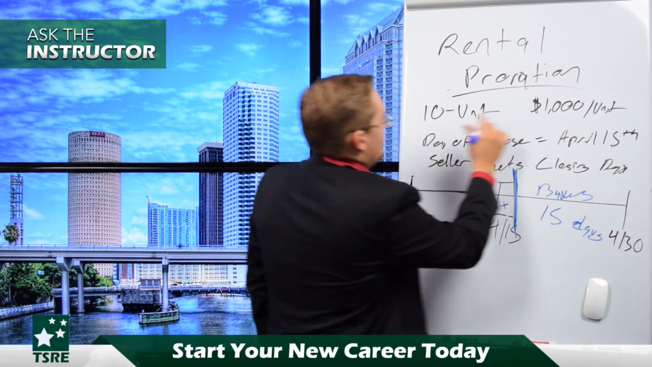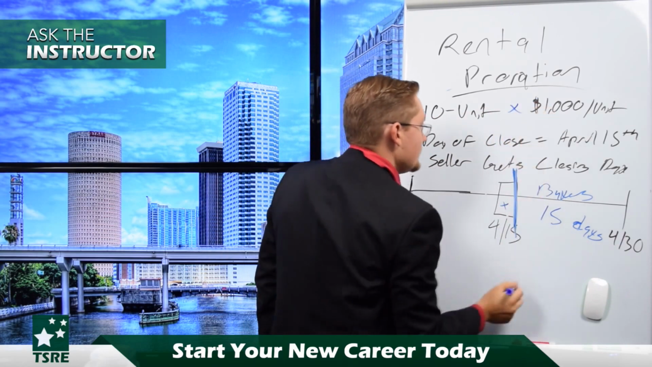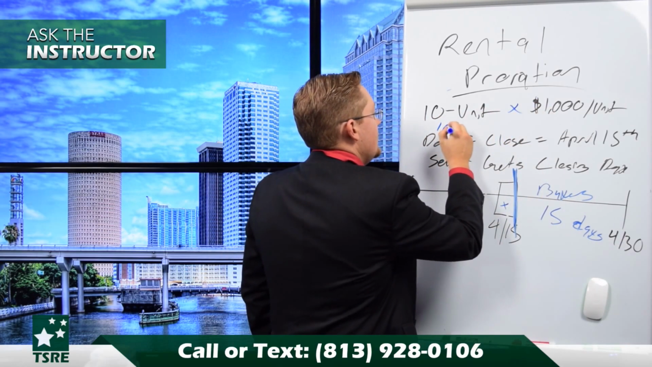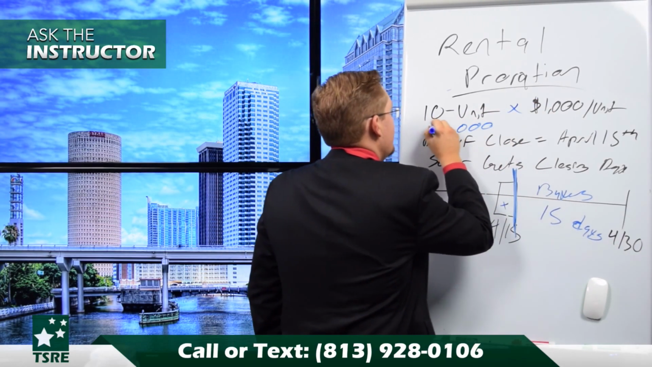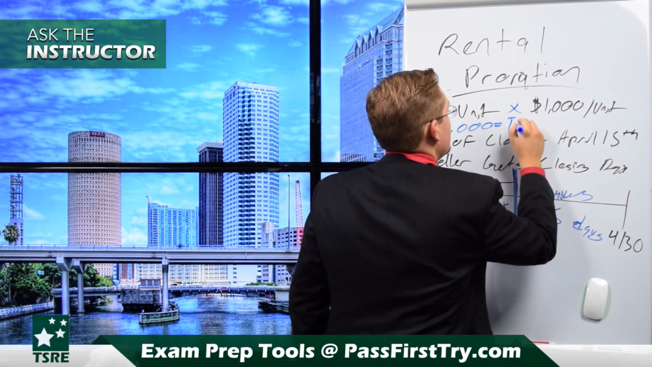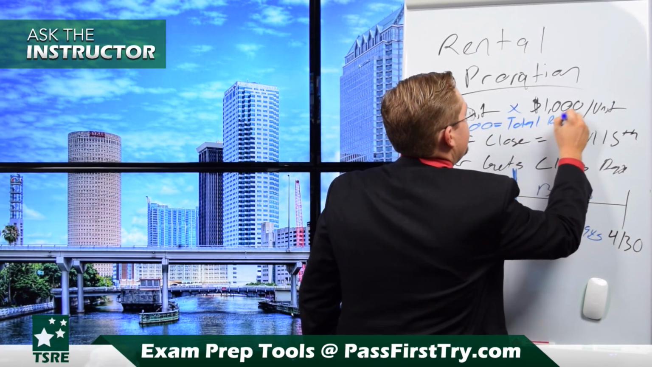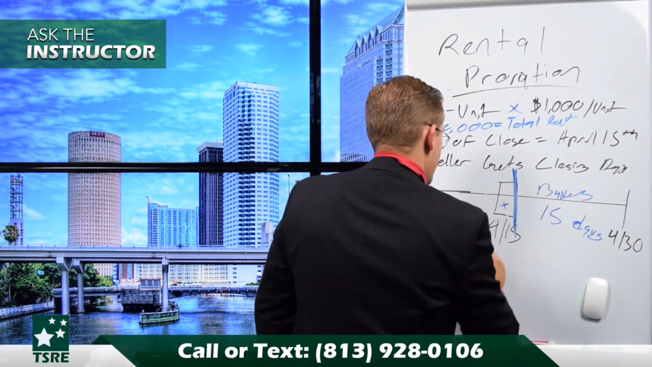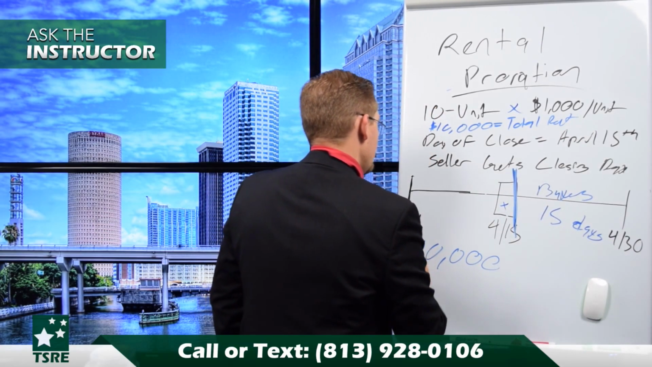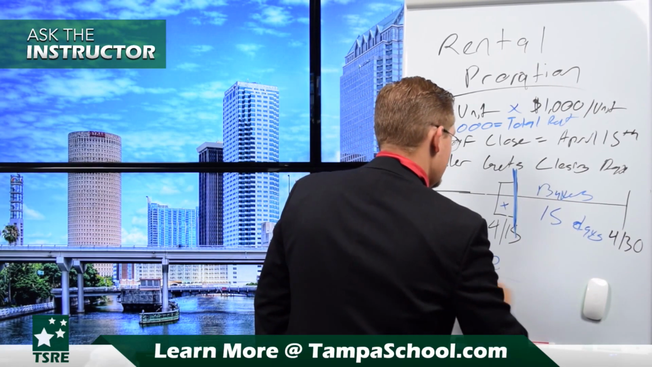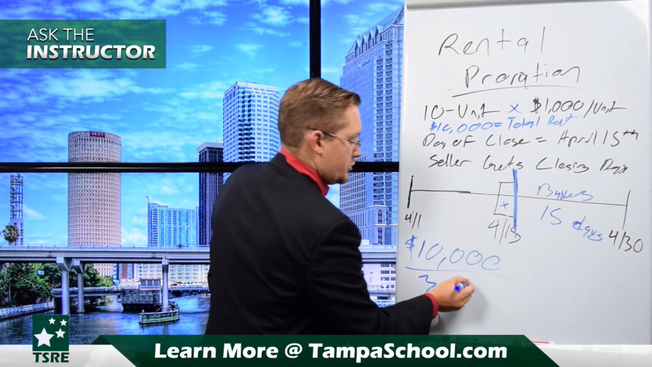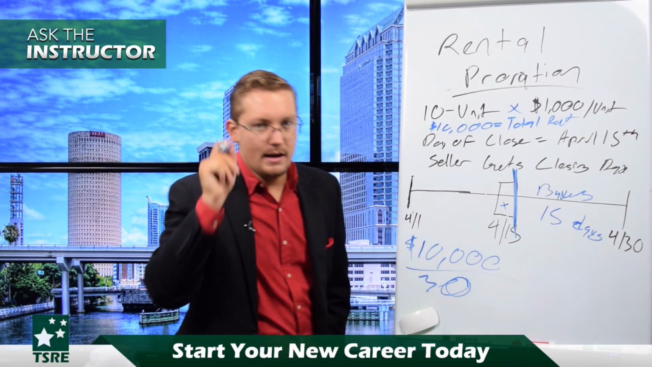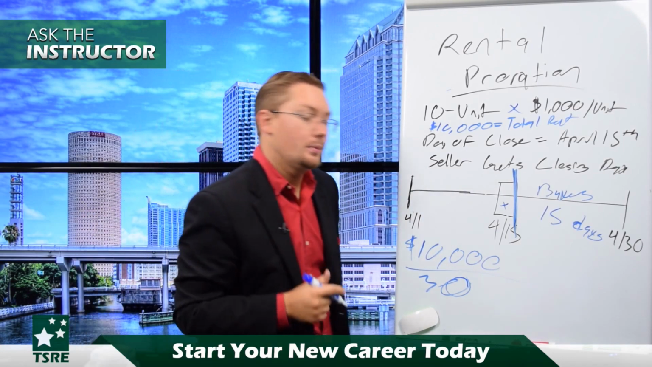So we've got our entire rent. Again, it's 10 units times $1,000. We end up with $10,000 in total rent. So we've got our $10,000 total rent. There's 30 days in April, so we'll divide this out by 30 days. And that number we came up with, again, always trust your calculators with this. Don't always trust your mind, because it will play tricks on you. Even my mind will play some tricks on me.